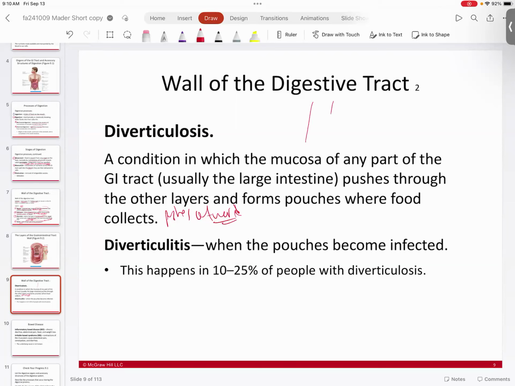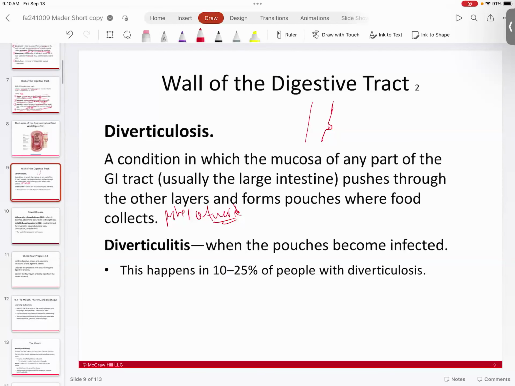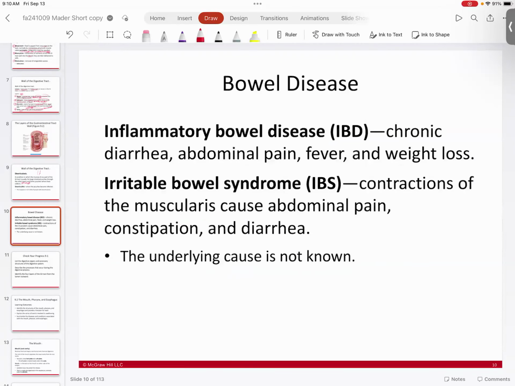So you can imagine the tube coming like this. Diverticulosis is essentially when that mucosal layer pushes outward like that, and it creates a little pocket. And what can happen is food can collect in there and get stuck in there. Diverticulitis is when the pouch becomes infected. And this happens in probably about 10% of the people versus a quarter of the people that you see in the general population with diverticulosis, where we'll have some sort of an inflammation or infection of those little pockets.